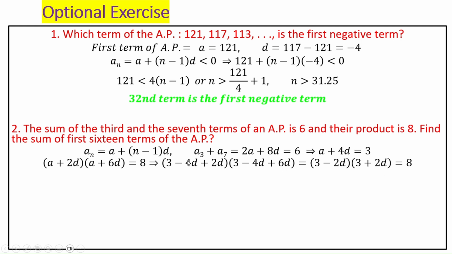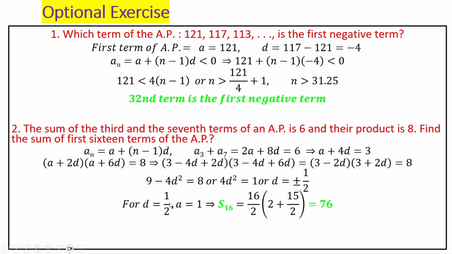I am just substituting the a value basically with this 3 minus 4d here. Okay, that way it is easy. So I got the d value, d is plus or minus half basically. Okay, so for d equal to half, a1 is 1 basically. I can take any of these equations and substitute, right? D equal to minus half.